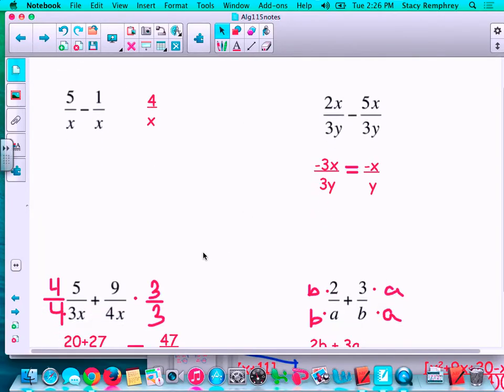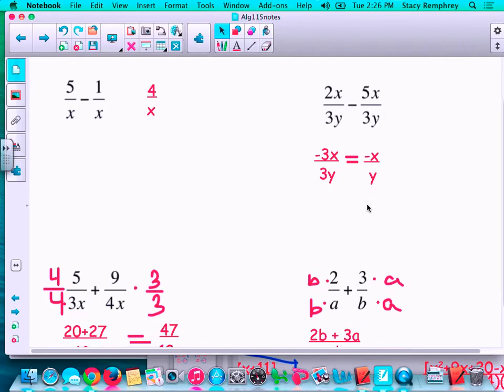All right, in the first one, I already had a common denominator of x. So I had 5 xths, 1 xth. So 5 take away 1 gives me 4 xths. Over here, again, I had the common denominator, so I subtracted the numerators. 2x minus 5x gave me negative 3x. And then I saw they had a common factor of 3, so I divided both by 3, which led me to the final answer of negative x over y.